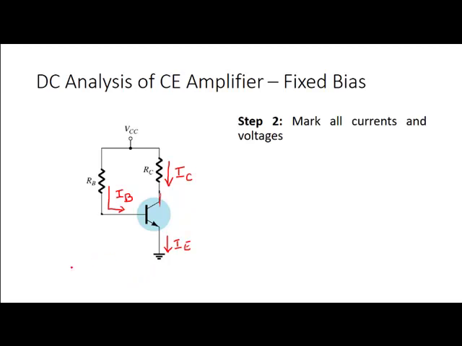Let me also mark different voltages that appear in this circuit. The voltage between the collector and emitter terminal is VCE, and the voltage that appears between base and emitter terminal is VBE. So our job is to find out these three currents and these two voltages. So in step 2, I have marked all the currents and the voltages, currents with appropriate direction, voltages with appropriate polarities. This is step 2.